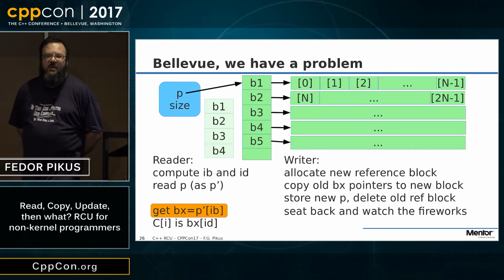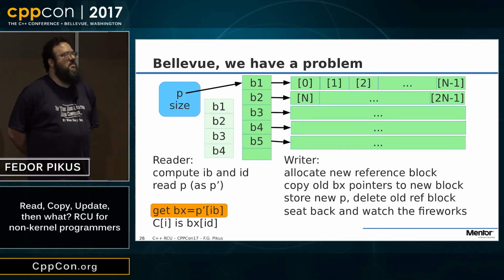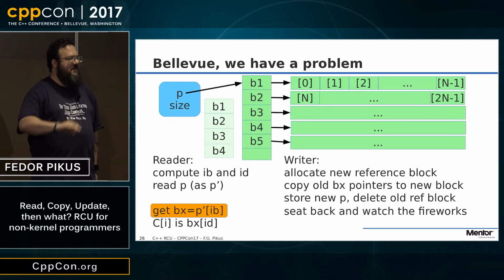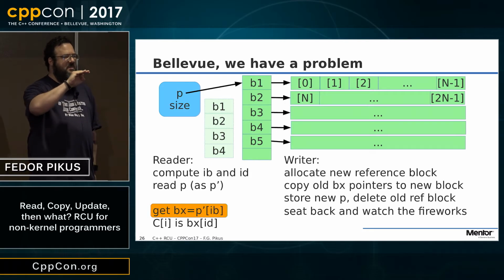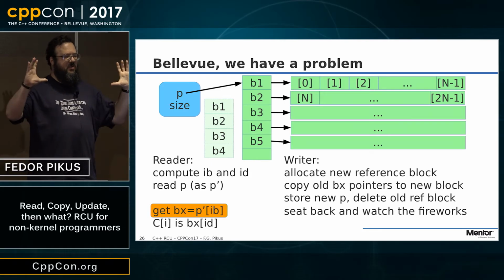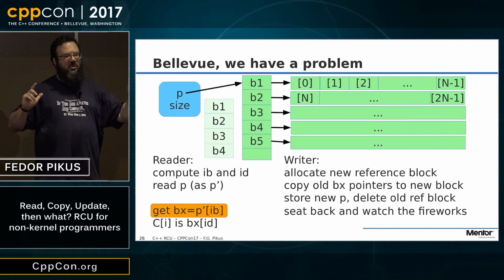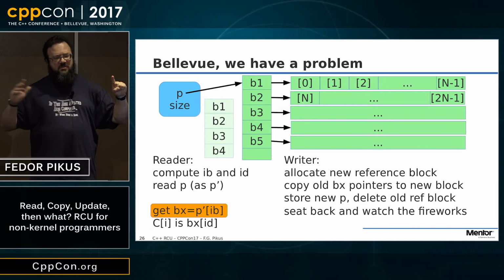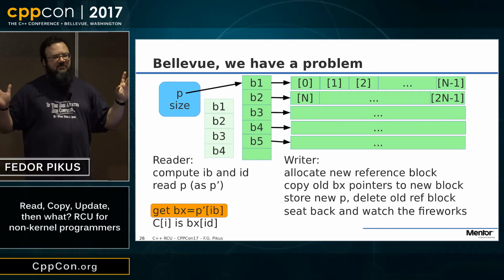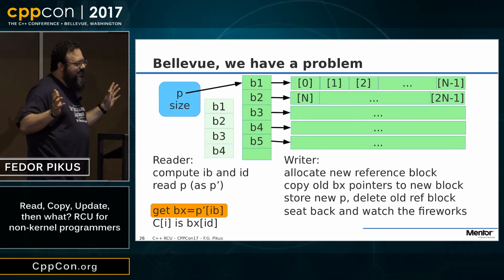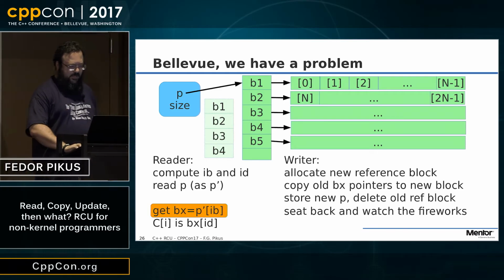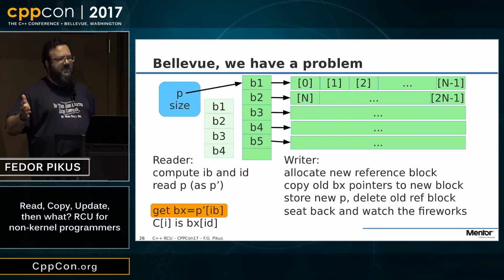Now we have a problem, because the reader may be in flight, in the process of evaluating the square bracket operator, and it may be holding a pointer to the old reference block just as I delete it. Of course, the resize happens only once an hour, so it probably won't happen to you. Most likely, probably. At least not until you go present it to the customer.